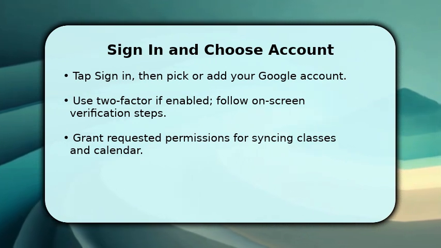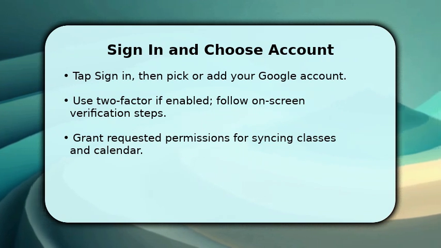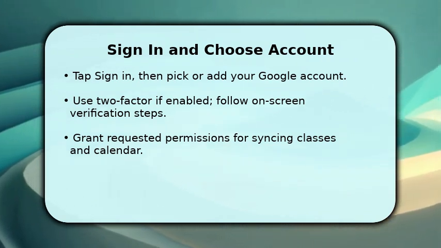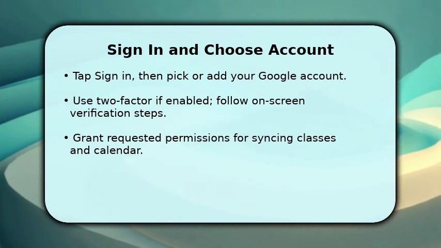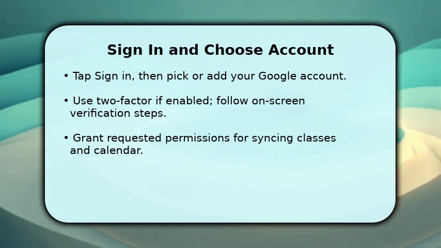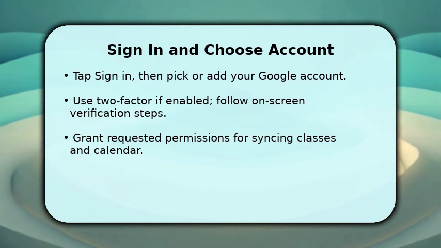Once you enter credentials, complete two-factor authentication if your account requires it, following prompts on your phone or backup device. Allow Classroom to sync with your Google Calendar and Drive when asked, because that keeps assignments and attachments organized. Make sure syncing finishes. You'll see your classes populate after the first successful sync.